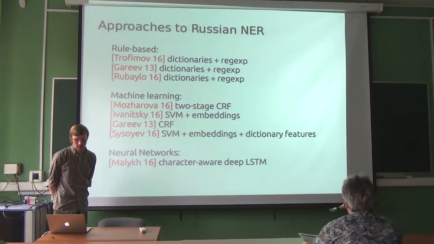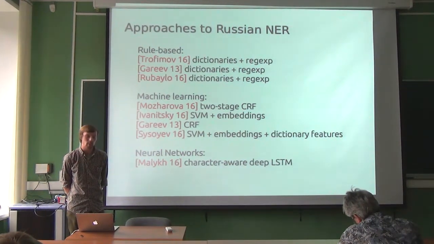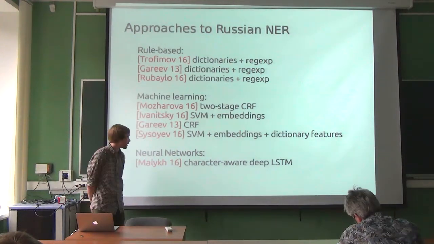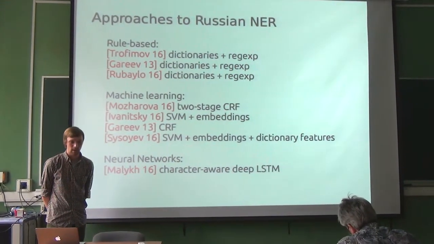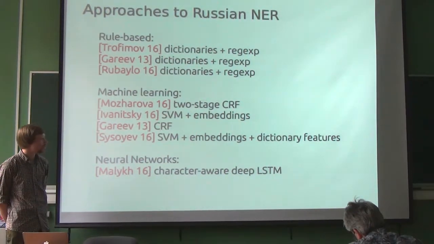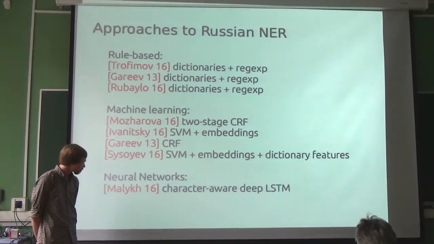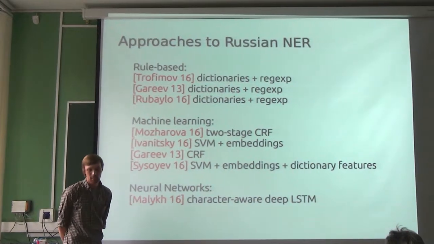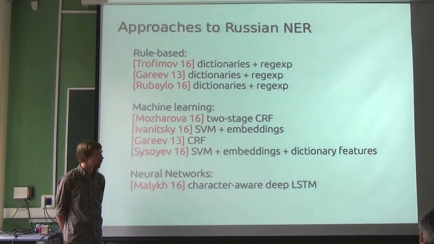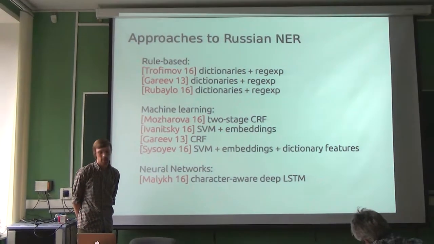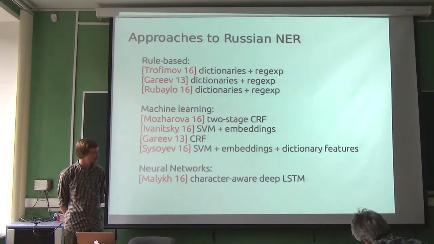Neural networks are the most recent approach, and this approach is most promising because if you have a lot of data, you can build a simple neural network and not think about any linguistic features and any language-dependent things. Just train this neural network on a large corpus and get nice results. It's a pity, but there is only one work devoted to Russian named entity recognition with neural networks, and it uses a character-aware bidirectional LSTM. It's a simple model which tries to predict a tag for every character in the sentence.